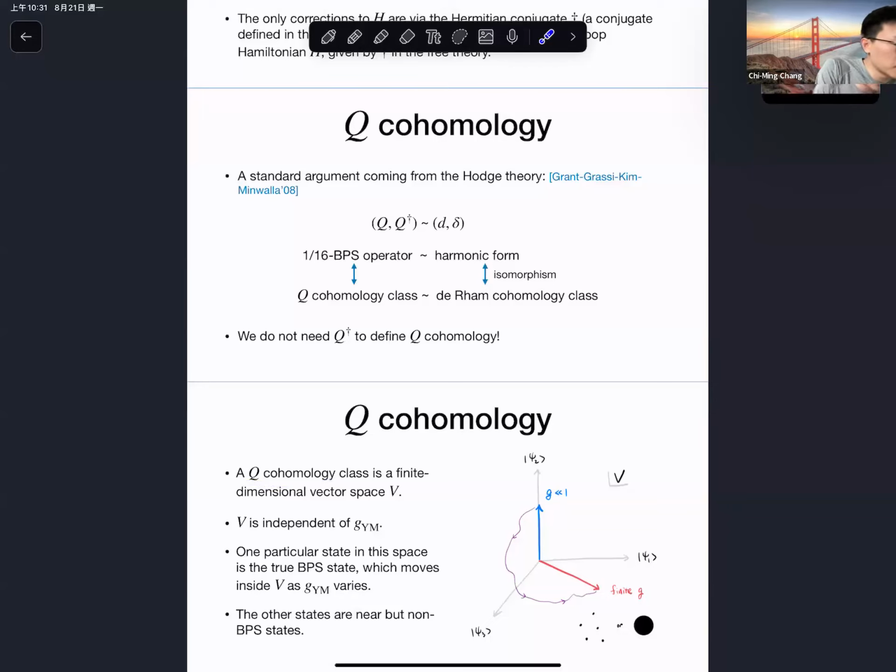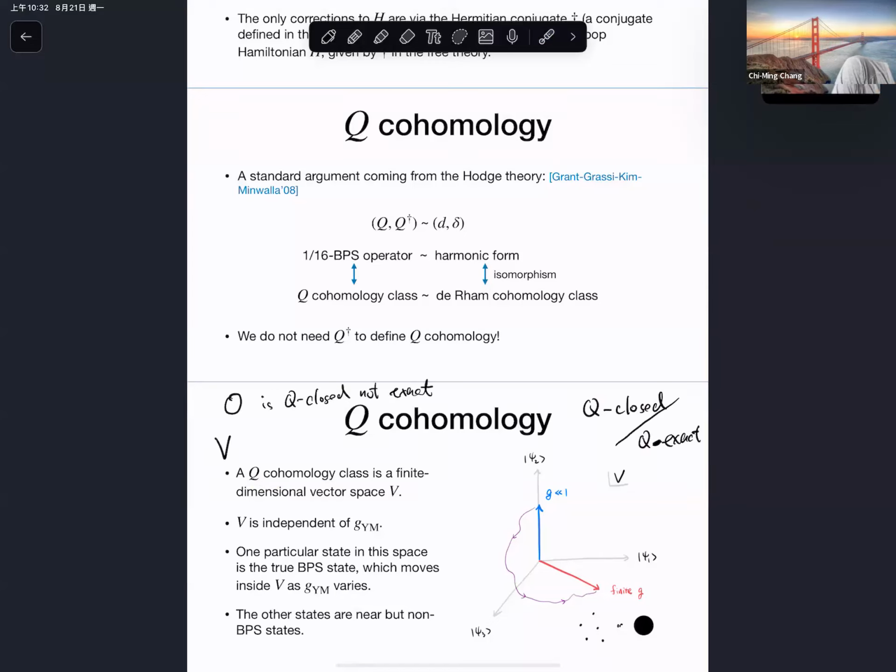So basically, the way we define the Q cohomology is that we have Q closed modded by Q exact. If we take a particular Q closed operator, call it O, which is Q closed but not exact, then V is given by O plus Q acting on some arbitrary stuff. And the statement is that this space is independent of G Yang-Mills. The space itself is independent of G Yang-Mills.